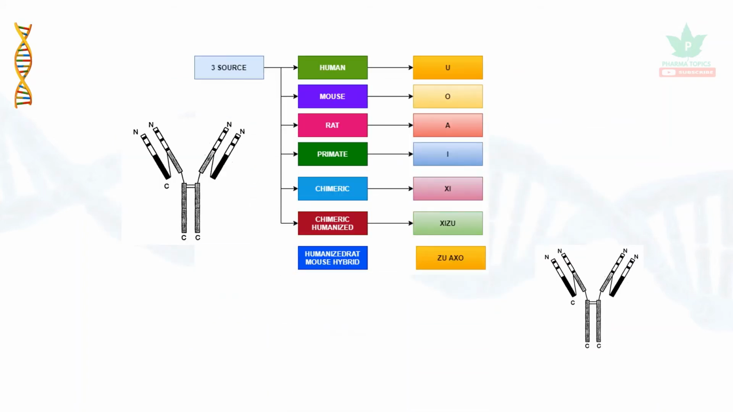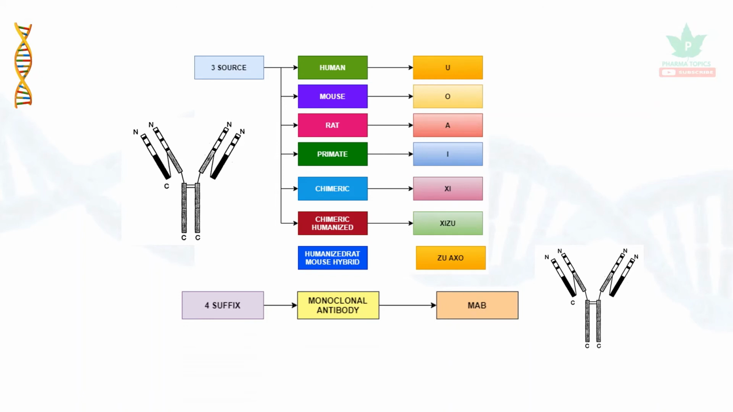This is followed by where the source of the monoclonal antibody is. If it is a human source, it will have U in its nomenclature. For mouse, it will be O. For rat, it will be A. For primates, it will be I. For chimeric sources, that is two different species mixed together, it is Xi. And chimeric but humanized means it is ISU. Humanized rat mouse hybrid will have Zumab or AXO in its nomenclature.